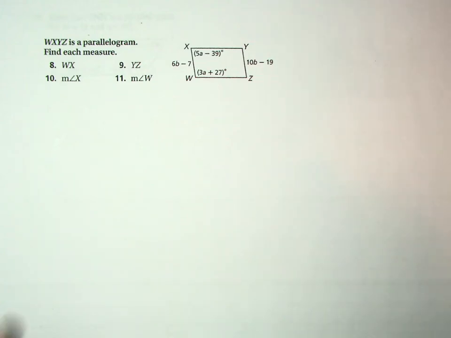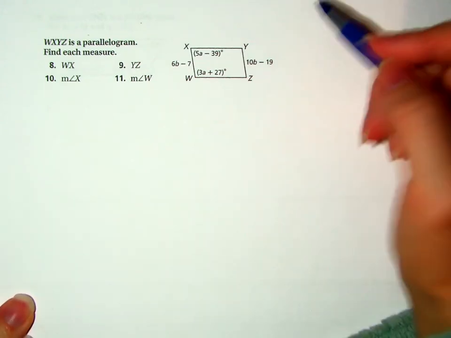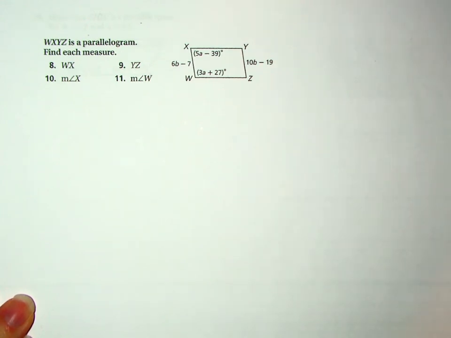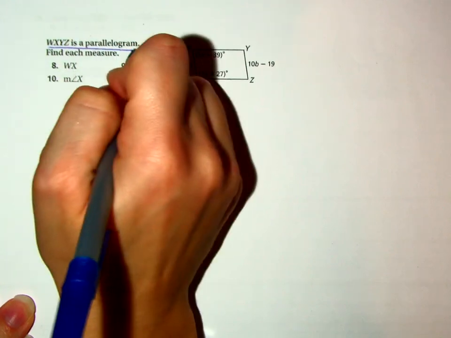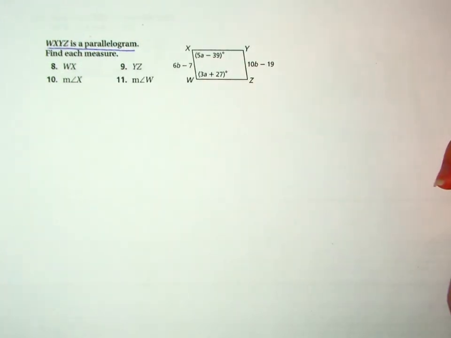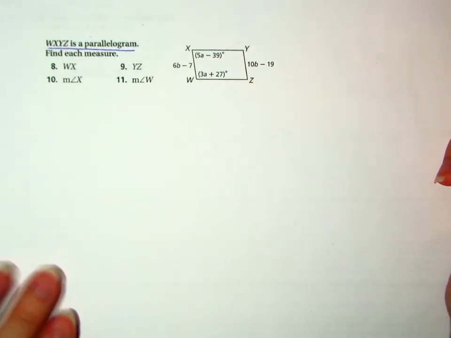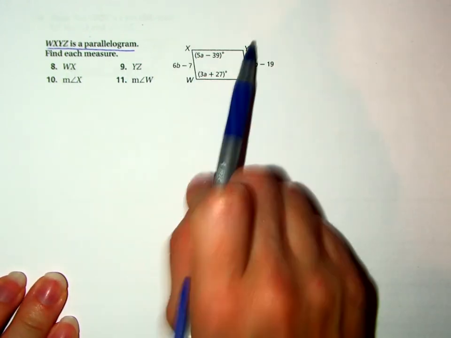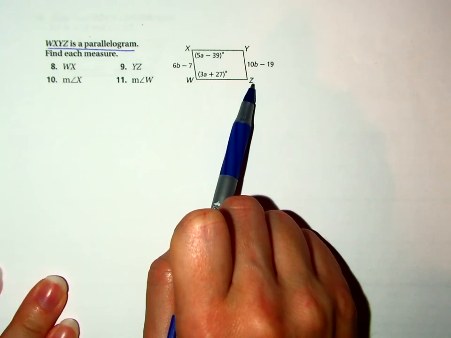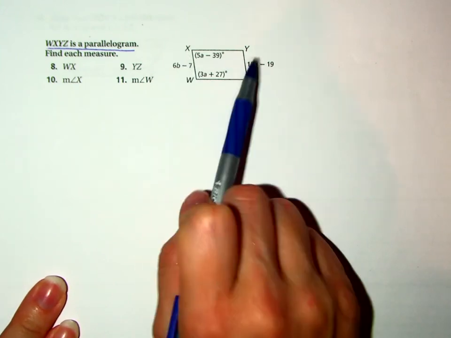This is numbers 8 through 11 on the study guide. What we've been given here is a figure, and in this figure, again, read very carefully, we're told that it is a parallelogram, which means it takes on all the properties of the parallelogram. So what I'm looking at here is I've been asked to find WX and YZ. If you'll notice, these are sides that are opposite of each other. In a parallelogram, the opposite sides are congruent.